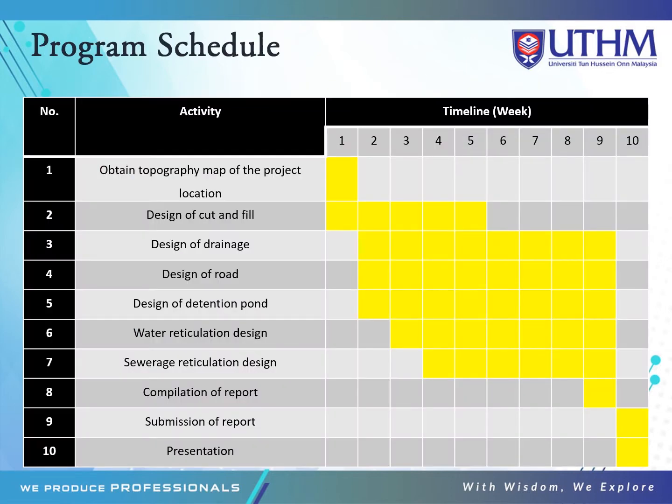This is our program schedule. For the first week, we obtained the topography map of the project location and the design of earthwork, which is cut and fill. The design of cut and fill started from week 1 to week 5. For the design of drainage, road, and detention pond, it is from week 2 to week 9. And from week 3 to week 9 is the water reticulation design, and from week 4 to week 9 is the sewerage reticulation design. And on the 9th week, we compile our report, and on the 10th week, we submit the report and conduct the presentation.